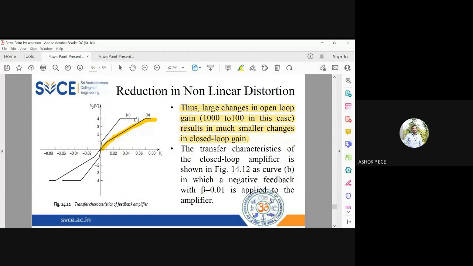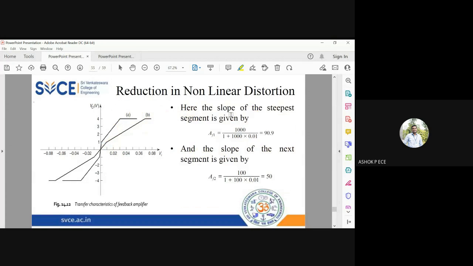So A is going to be the amplifier without feedback, and B is going to be the amplifier when I apply negative feedback with beta value 0.01. So we can clearly see from the experiment that B is more linear compared to A, and B represents the negative feedback applied to the amplifier, and A represents the amplifier without the negative feedback.